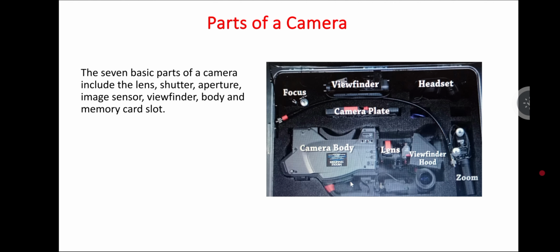Now let's understand the parts of cameras. There are seven basic parts of cameras: the lens, then shutter, aperture, image sensor, viewfinder, body, camera body I'm talking about, and the memory card slots. If you see right hand side, all parts are mentioned here. The camera body is there at the bottom. Okay, headset is there, viewfinder is there, focus is there, and lens and viewfinder hood is there.